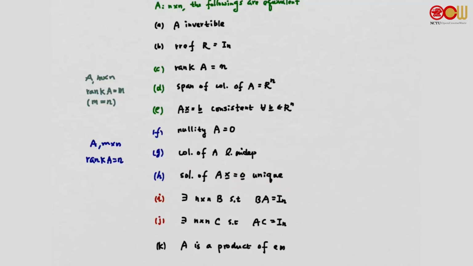And just note, we have learned one more thing. The reduced row echelon form is the identity matrix if and only if A is a product of elementary matrices. Well, so A is invertible if and only if A is a product of elementary matrices. So now we are only left with I and J.